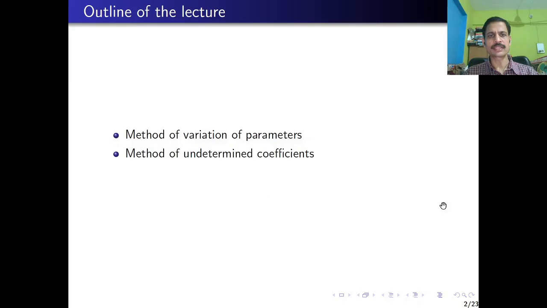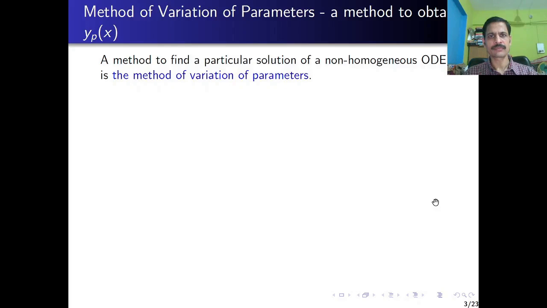In this lecture, we will learn two methods of finding a particular solution of the non-homogeneous ODE. One of the methods is the method of variation of parameters and the other method is the method of undetermined coefficients. First, we will learn the method of variation of parameters.